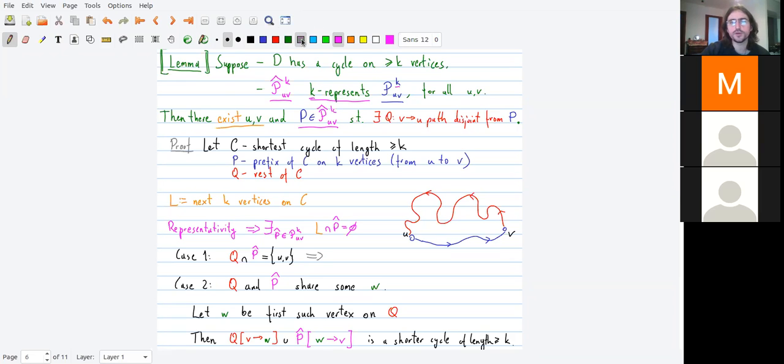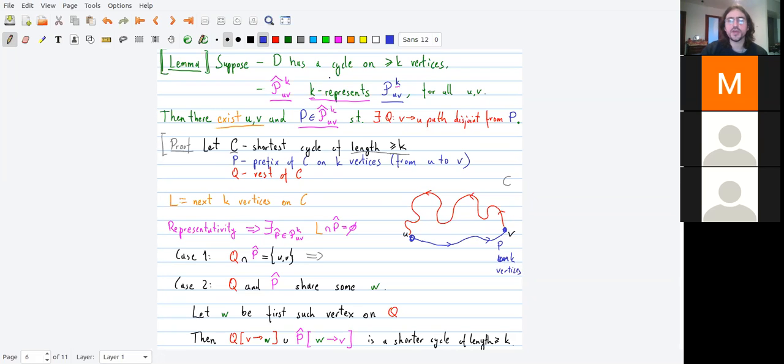Good. So let's go for the proof. There is some directed cycle of length at least k, right? So let me take the shortest one. Let C be the shortest cycle subject to the condition that it must be of length at least k. Good. So this is the cycle C. Let me take a prefix, say from the first vertex of the cycle to the k-th vertex of the cycle. This is a prefix called P on k vertices.